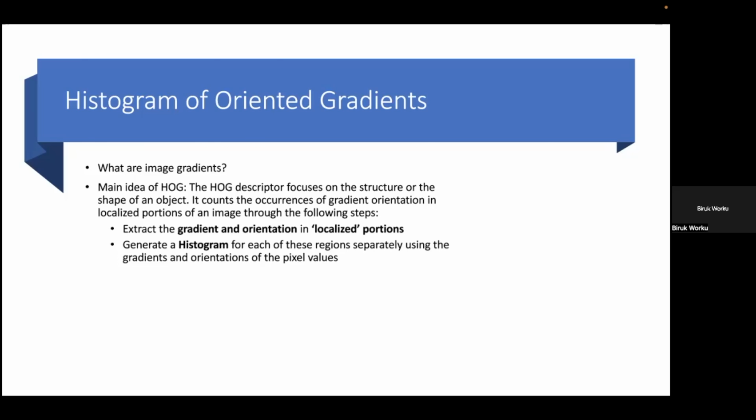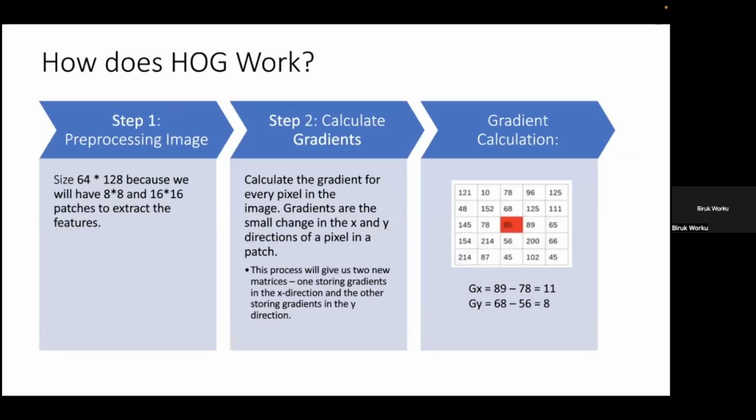So the first step in working the HOG is to first pre-process the image. So the image needs to be resized. A ratio of 1:2 is preferred, but 64:128 is the standard dimensions, as they will be divided into 8:8 and 16:16 patches. The image is also converted into grayscale, as HOG does not accept RGB images.